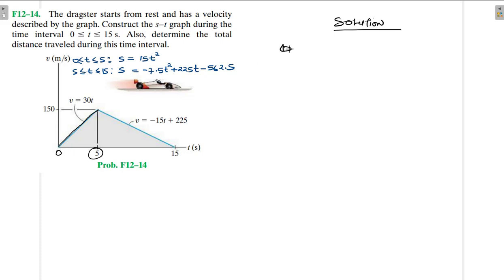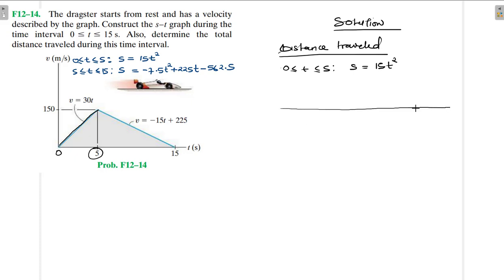Let's work out the distance. The distance before we start plotting distance travel. Okay. So from 0 to 5 interval, we'll be using s is equal to 15 t squared. So we are saying if this is our number line, this is 0. So now we'll come and draw this later on. First, let's do the calculations.